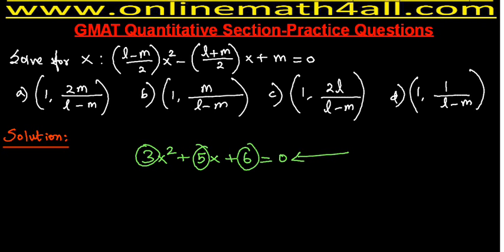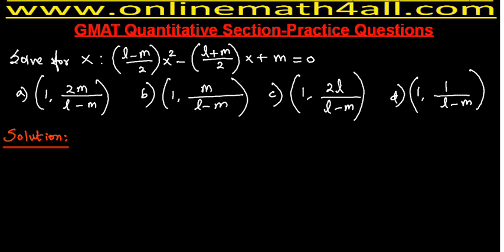When students see this kind of quadratic equation, it's difficult to apply the method of factoring to solve it. Since we don't have numbers as coefficients for x square and x, this one cannot be solved using the method of factoring. So we have to try the quadratic formula.